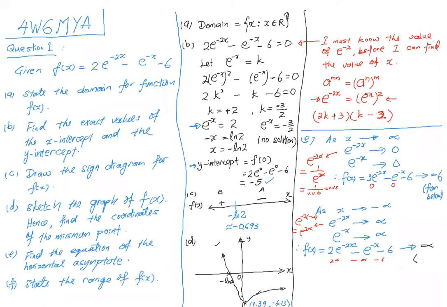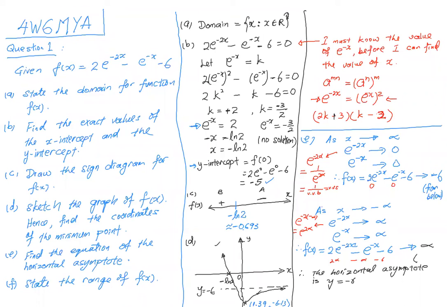Okay. Yeah. So I make a conclusion. Therefore, the horizontal asymptote is y equal to negative 6. So you see, the graph can cut the horizontal asymptote, but cannot cut the vertical asymptote.